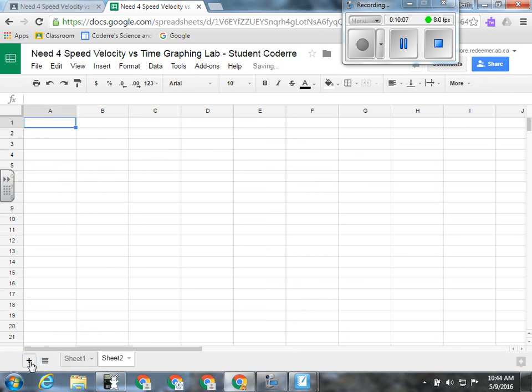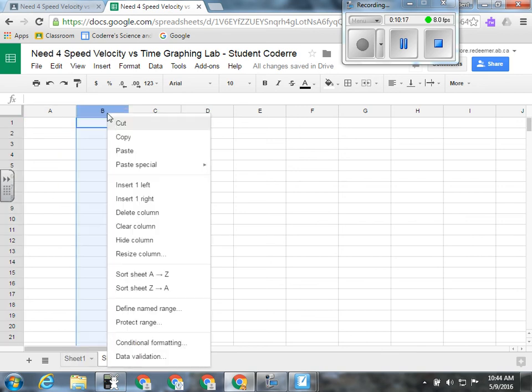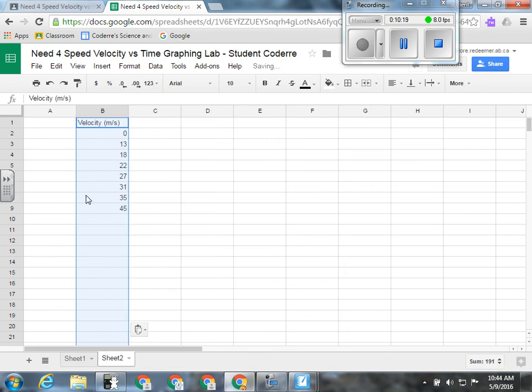I click on that, I get a new sheet, and the first thing I'm going to do is save myself a lot of work by copying that column over onto my second sheet in exactly the same place. Do that for all the cars. The velocity column is the same for all the cars, and it'll save you work. Then all you have to do is put in their times again.